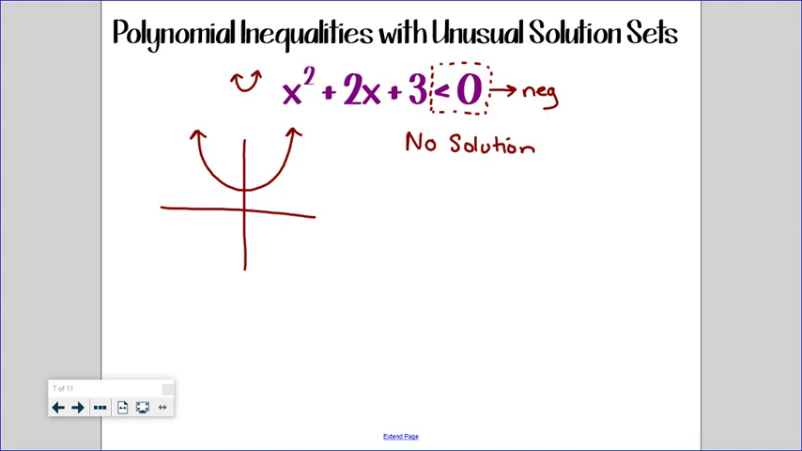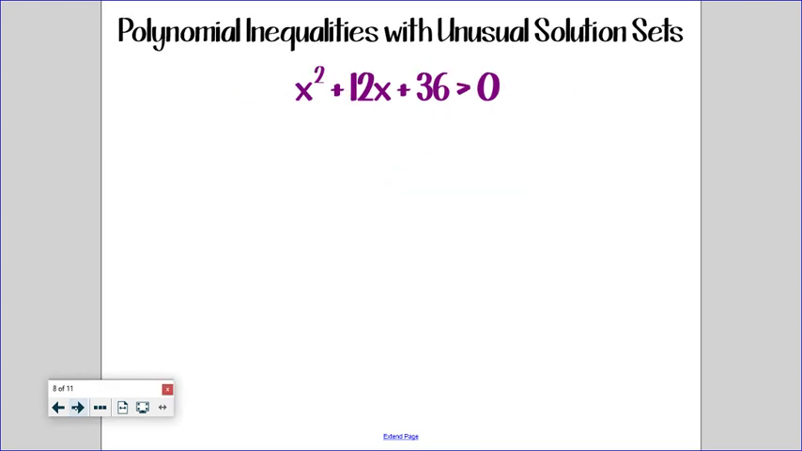Since we've talked through this one already, let's look at the different possibilities. What if I did that exact same problem, but I changed the question? What if instead of less than 0, we said greater than 0? Well, where is this greater than 0? Everywhere. And everywhere is negative infinity to infinity. So you can see the difference between the two solutions there, which would be one of our unusual solution sets. We're going to see the same thing happening on this next one.